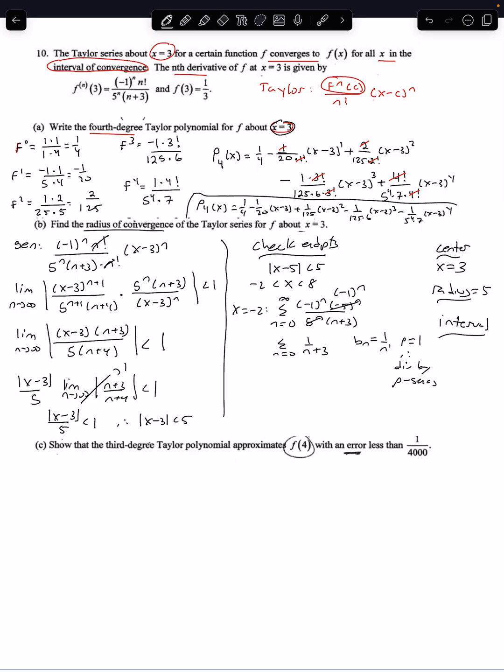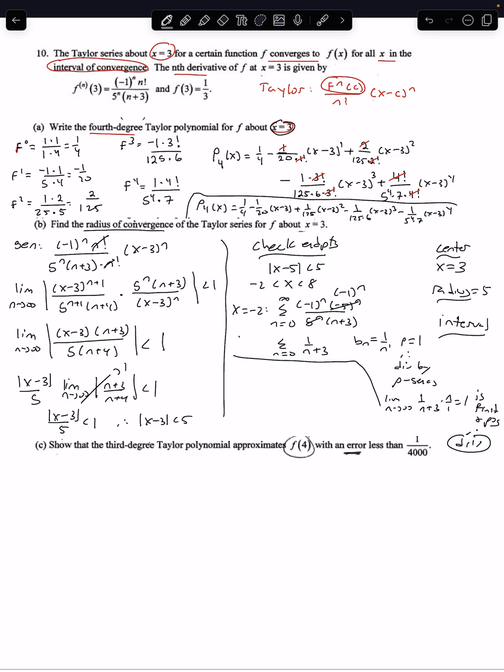And I'm going to use limit comparison here. So if I take the limit as n goes to forever, this becomes 1 over n plus 3 times n over 1. That's going to equal 1, which is finite and positive. So therefore, this will diverge by limit comparison. So simply put, x can't equal negative 2.